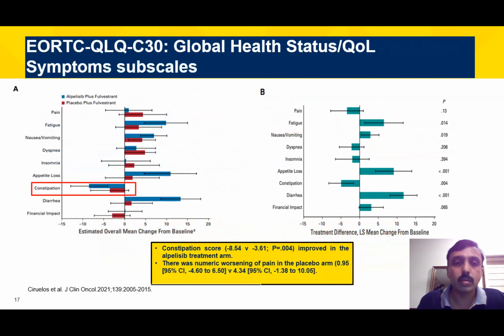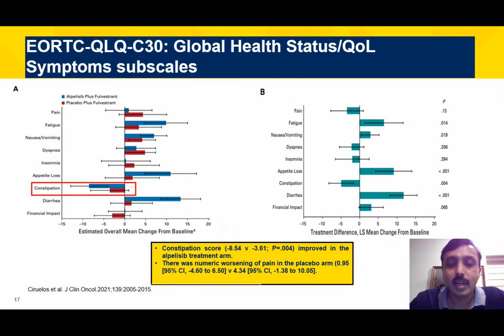So it's fine. And again, symptoms were looked at here. The symptom subscale: pain, fatigue, nausea, vomiting, dyspnea, all these were analyzed here. The treatment difference was better in the pain, dyspnea, insomnia and constipation groups. So the constipation score was improved in the alpelisib treatment.